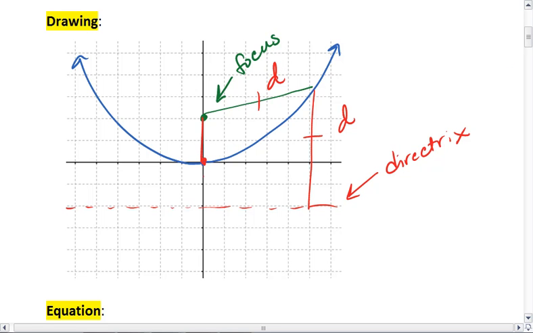I can see the same thing happens with the vertex. No matter what point I'm looking at on my parabola, it's the same distance from that point to the focus and that point to the directrix.